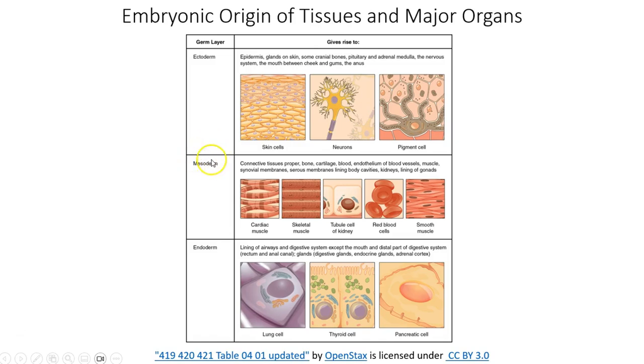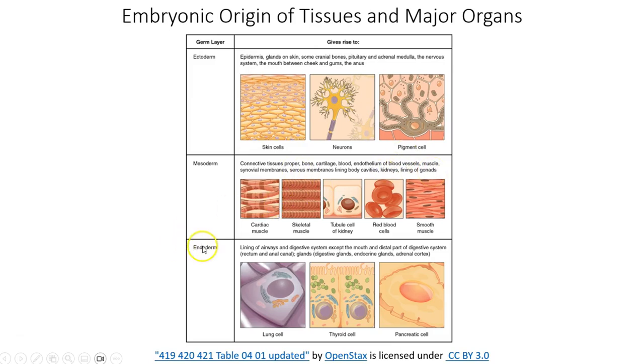The mesoderm is going to end up giving us proper connective tissues, which we'll get into in another video: bone, cartilage, blood, the endothelium of blood vessels, so the inner lining of those blood vessels, muscle tissue, synovial membranes, we'll talk a little bit more about those in a little bit, as well as serous membranes that line body cavities, and then the kidneys and lining of the gonads, which are going to be the testes and ovaries.